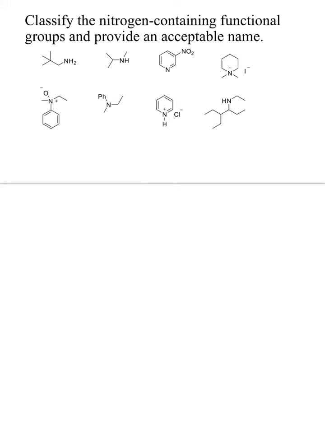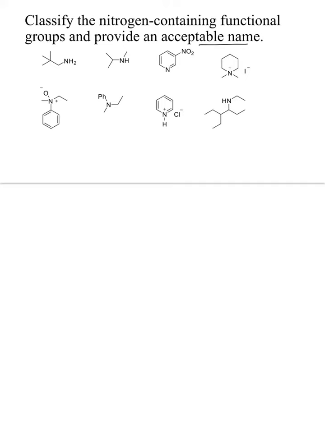Amine chemistry. The first thing we need to do is classify the nitrogen-containing functional group on an amine. This is important. We provide an acceptable name. We have common names and regular names, but by classifying them, you're going to understand what reactions they're doing.